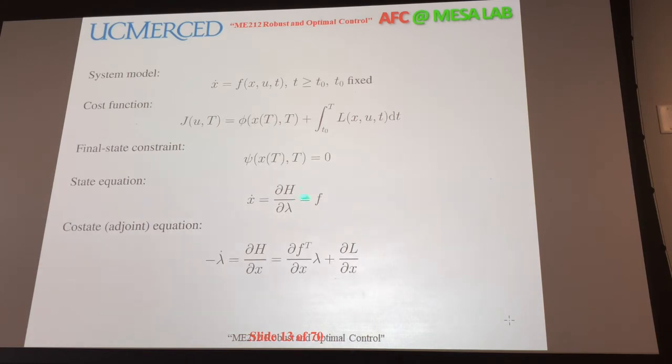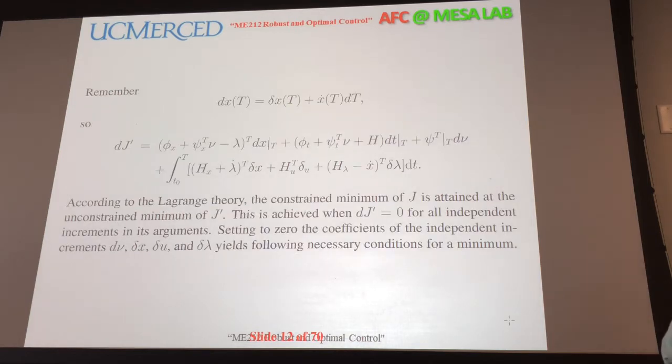So then partial h, partial lambda is f. Then they can say lambda dot is partial h, partial x. How is this true? This is from here. Okay, so it's from here.